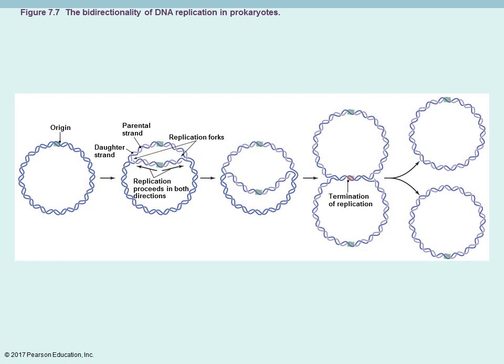It just continues and proceeds in both directions until you reach that termination point, and then the 2 coils will separate, and you now have 2 copies of the original DNA. It's identical to what you started with. For each set, you have one original parental strand and one new daughter strand.